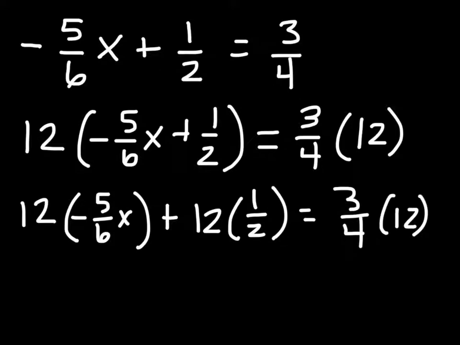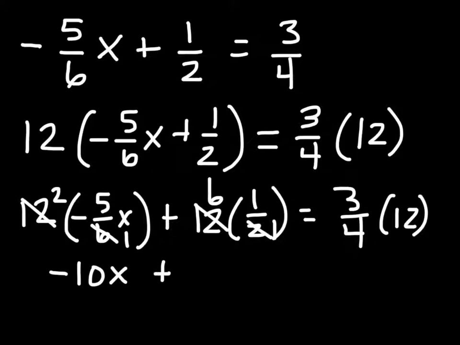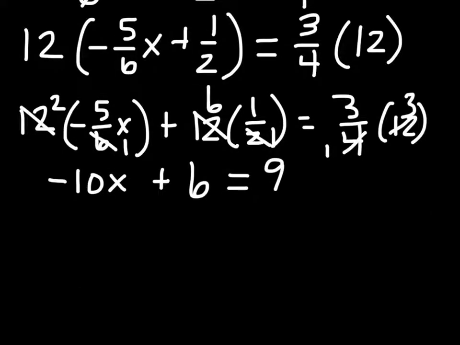Let's see, this will give us, if we cross reduce, negative 10x plus 6 equals, again, we can cross reduce here, 9. Okay, so now we have negative 10x plus 6 equaling 9. Let me give us a little bit more space to work here. And now let's continue to solve.